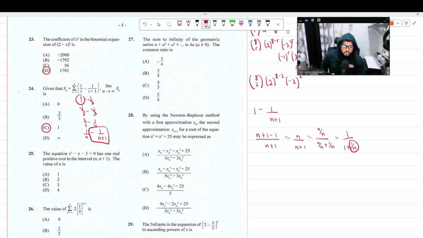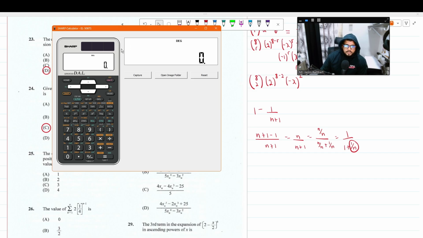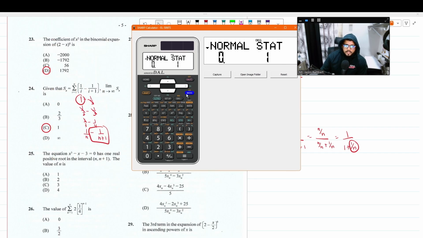The equation has one real positive root in the interval. So if it has a root, I can solve this on my calculator. Let me check and see what it is. Everybody's calculator is supposed to be able to solve cubics, right? 1, it doesn't have an x squared term, so b will be 0. c is minus 1, and d is minus 3. 1.67, it has one positive root.